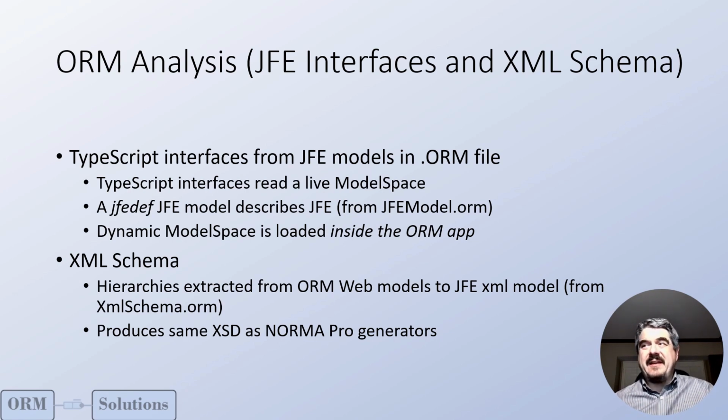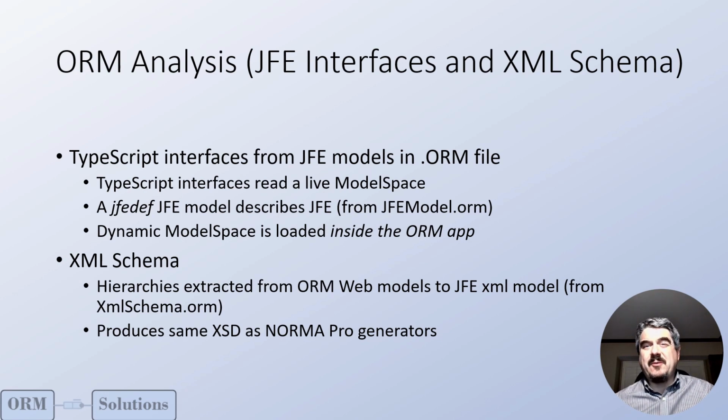So the way it does that is this JFE def model contains the JFE model, and that has a create model space function on it, which takes the JFE models that were out of the ORM file and produces a new model space for them. So you're basically side loading a separate application. XML schema is done separately. There's a different schema model that is parallel to the ORM JFE model and the JFE model .orm file.